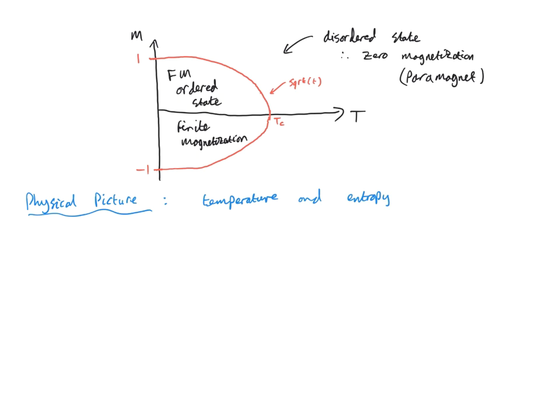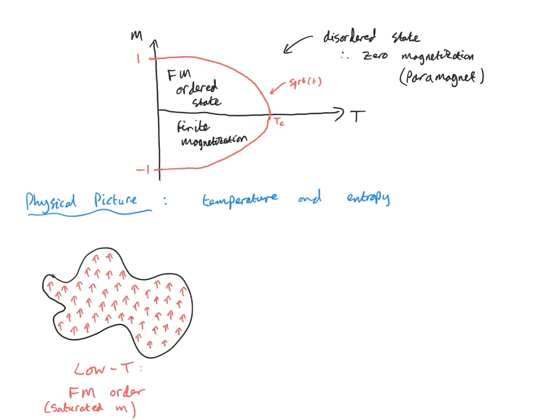But how does it do this? How does it introduce this randomness and this extra entropy? So consider this situation. At very low temperatures, our piece of magnetic material becomes ferromagnetically ordered with a saturated magnetization. That means that all of the individual spins in the system are aligned and pointing in the same direction. Here, for the sake of example, I've chosen that direction to be upwards.